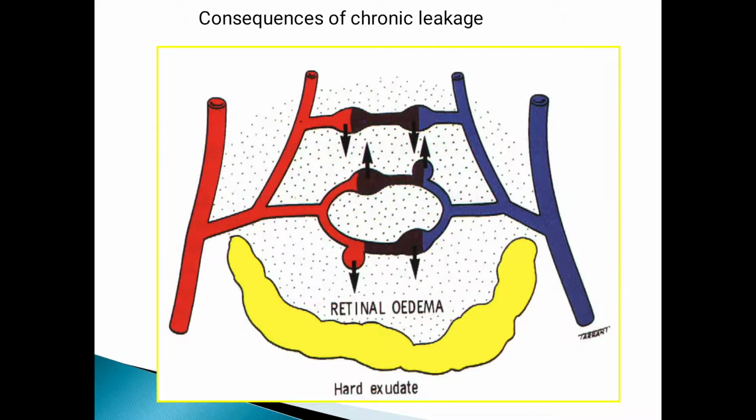Then what are the consequences of leakage? So what happens because of leakage? See, in this picture you can see that the capillary vessel walls are abnormal, and there is outpouching of the capillary vessel wall that is causing microaneurysms, and the capillaries become leaky, so the lipid substance from the blood leaks into the retinal tissue, leading to formation of hard exudates.